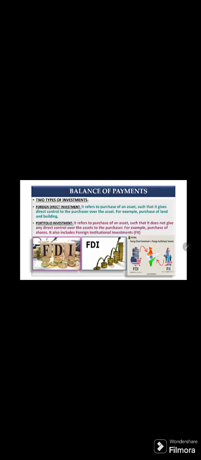With respect to investments, there are two kinds of investments which can be made by a country in the rest of the world, and the rest of the world in a particular country. The first category of investment is foreign direct investment. The second category of investment is portfolio investment. Now, what is foreign direct investment? Foreign direct investment refers to a purchase of an asset, and when you purchase this asset, it gives direct control to the purchaser of the asset. Suppose you buy land and building. So this land and building is in your name, and you have direct control as a purchaser over this asset.